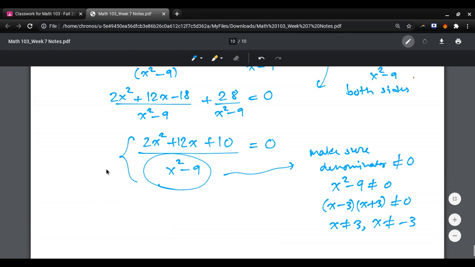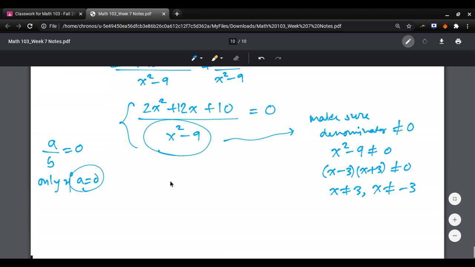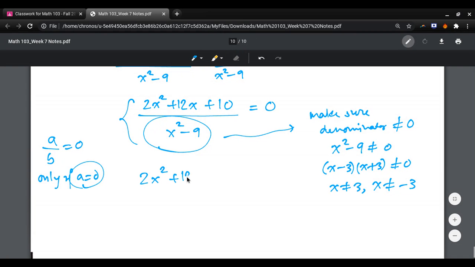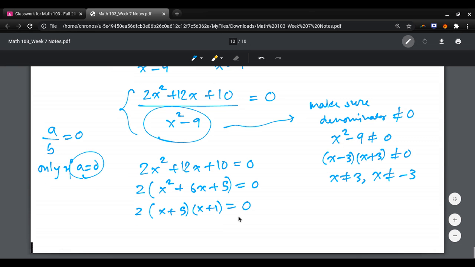If a fraction equals 0, it can only happen if a over b is 0, only if a equals 0. So I have 2x squared plus 12x plus 10 equals 0. I notice I can factor out a 2. I have x squared plus 6x plus 5 equals 0. I use my factoring method, split the middle term, and I end up with this. Now this is only possible if one of two things happens. If x plus 5 is 0, giving me x is negative 5. And if x plus 1 is 0, giving me x is negative 1.